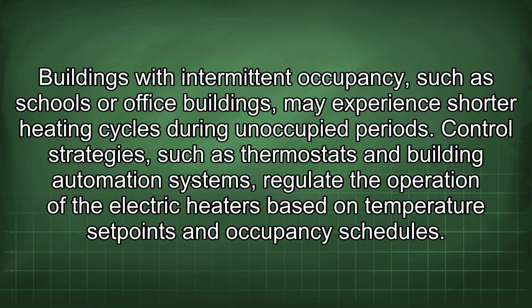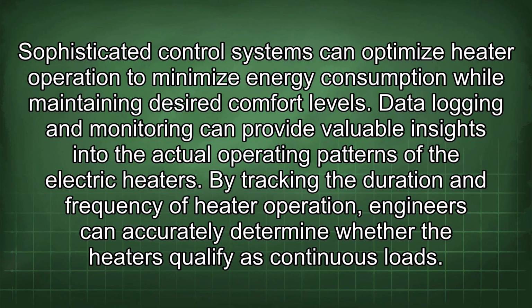Control strategies, such as thermostats and building automation systems, regulate the operation of the electric heaters based on temperature set points and occupancy schedules. Sophisticated control systems can optimize heater operation to minimize energy consumption while maintaining desired comfort levels. Data logging and monitoring can provide valuable insights into the actual operating patterns of the electric heaters. By tracking the duration and frequency of heater operation, engineers can accurately determine whether the heaters qualify as continuous loads.